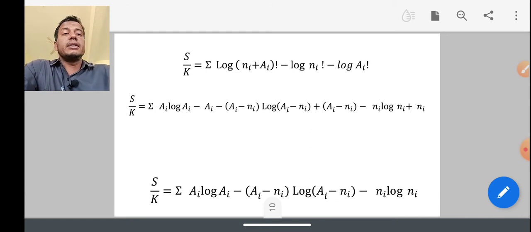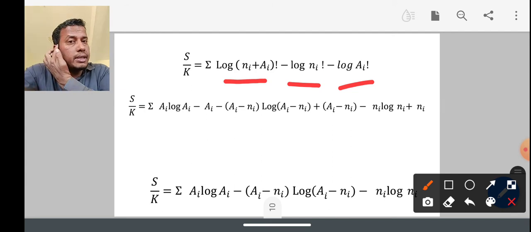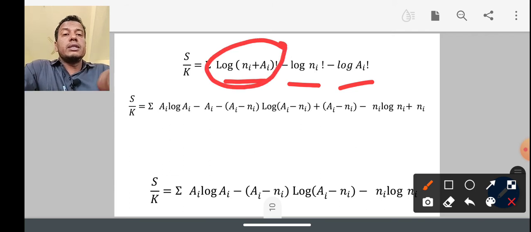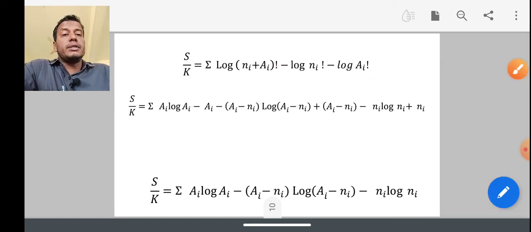After applying this, we simplify the product: the numerator log n_i plus a_i factorial minus n_i factorial, and minus a_i factorial. Using Stirling's law, that is n_i log n_i minus n_i, a_i log a_i minus a_i, minus (a_i minus n_i) log (a_i minus n_i). After applying Stirling's law, we simplify this to log a_i minus a_i minus n_i, log (a_i minus n_i) and n_i log n_i.